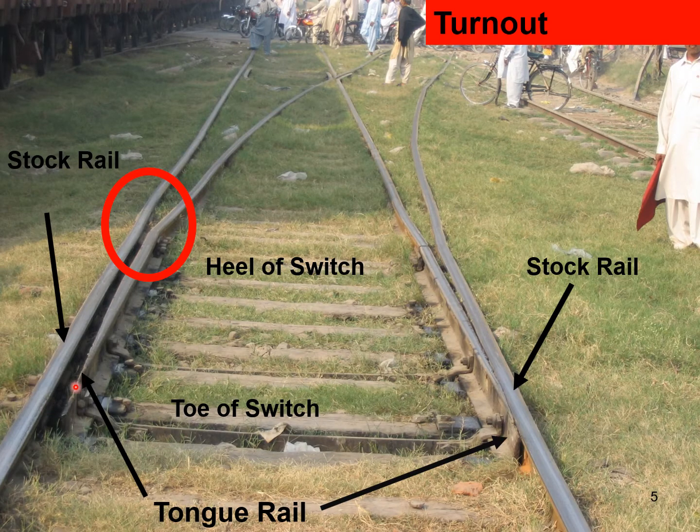So here you can see this is the heel divergence. You can see here the tongue rail, the stock rail, and the stretcher bar which connects the two tongue rails. And this is the heel of the crossing. So this distance is the heel divergence.